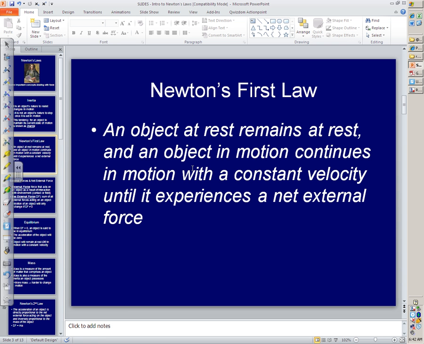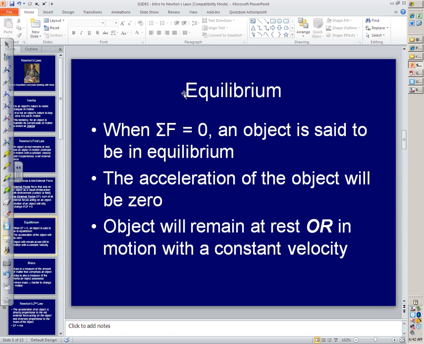We've talked about them before, and we said that Newton's first law can also be summed up with this term, right? Equilibrium, where when the net force acting on an object is equal to zero, an object is said to be in equilibrium. And the acceleration of that object will then be equal to zero. If net force is zero, acceleration is zero. And that means that object will remain at rest, or it will continue in motion with a constant velocity.